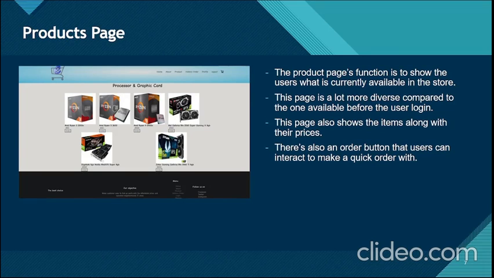This is the product page. The product page's function is to show users what is currently available in the store. This page is a lot more diverse compared to the one available before the user logs in. This page also shows the items along with their prices. There's also an order button that users can interact with to make a quick order. The buttons are located below each picture of the product.